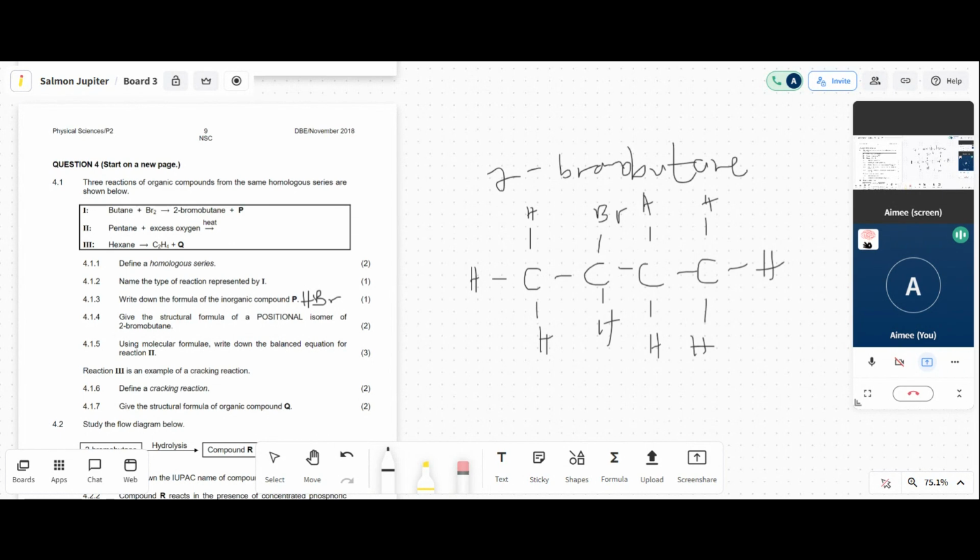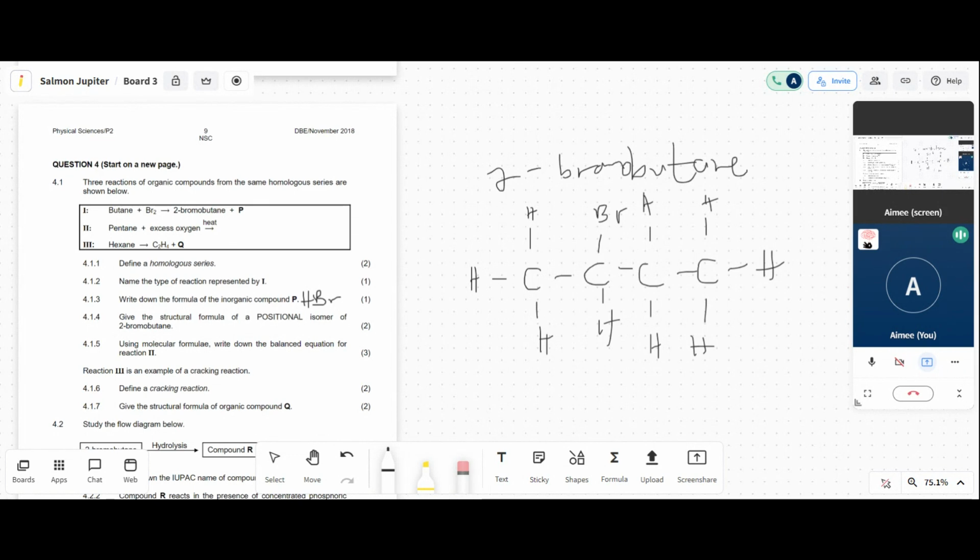So this is a haloalkane. It's an alkane because there's only single bonds, but it's an alkane that has a halogen in it. It's got an imposter. It's not only made up of hydrogens, okay? So this is what is basically making your functional group here, this halogen. So positional isomer literally just means that you've put your functional group somewhere else.